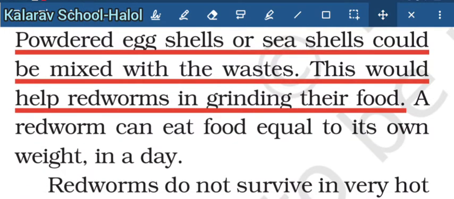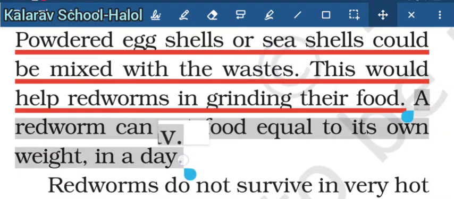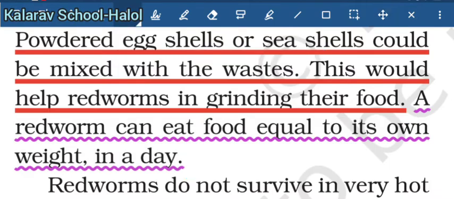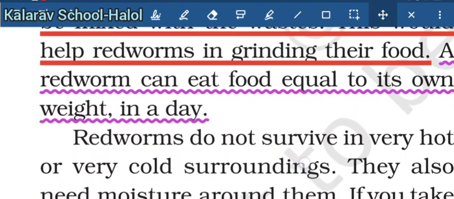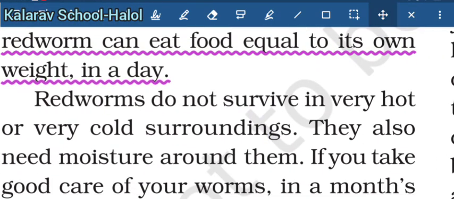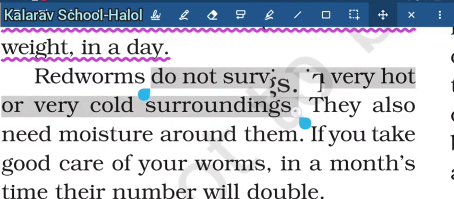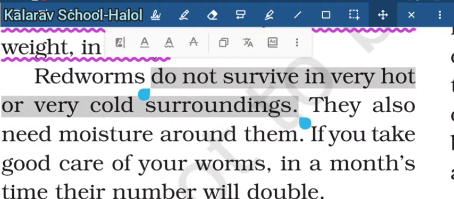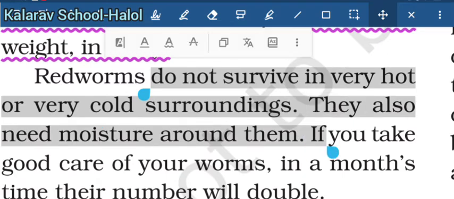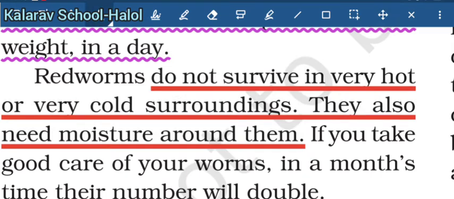A red worm can eat food equal to its own weight in a day. This should be noted. Red worms do not survive in hot or very cold surroundings. Point to be noted. They also need moisture around them. They do not spend their time in hot and very cold surroundings.